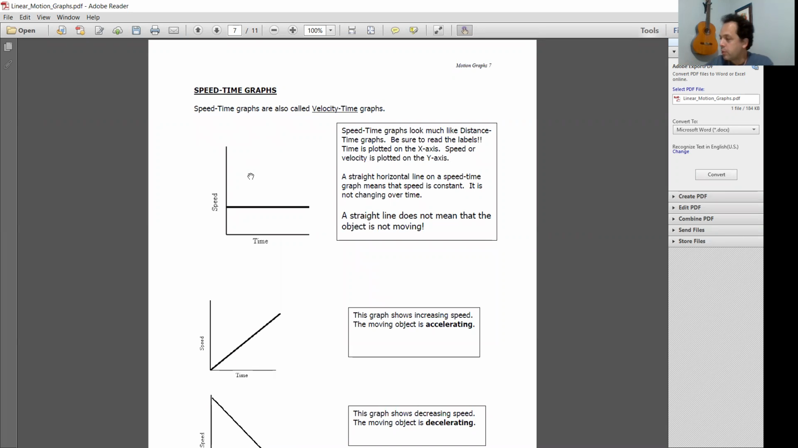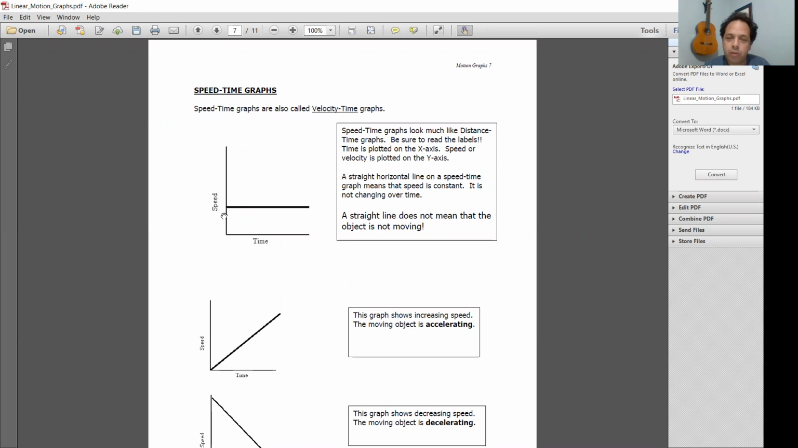Okay, so the last stuff we looked at was distance time graphs. So now we're looking at speed time graphs. So they're a little bit different. Speed, we know what speed is: how fast something is moving. How is speed changing over time?